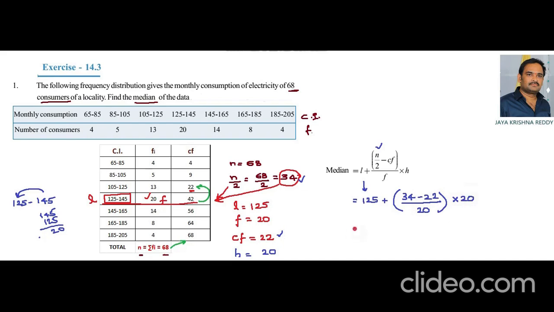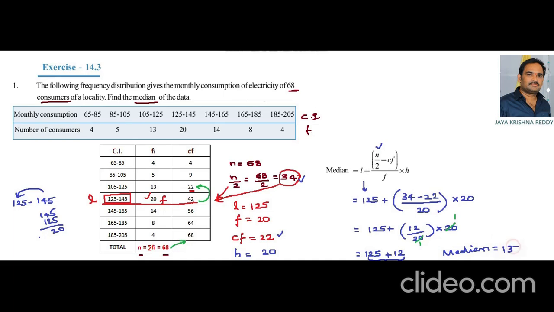That is equal to 125 plus. So first simplify the numerator term. What is 34 minus 22? 34 minus 22 is 12. The denominator is 20, as it is, into 20. Here you can cancel the 20 with the denominator 20. Let us write the remaining part, 125 plus 12. So the median value of the given grouped data is nothing but 125 plus 12, which is 137.